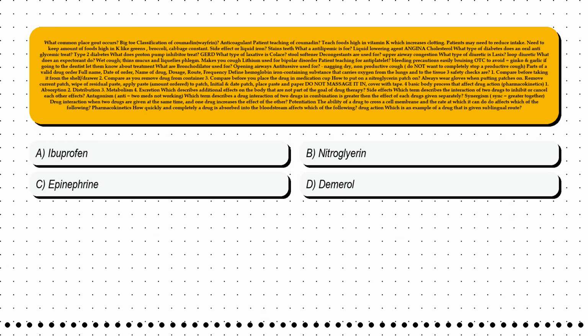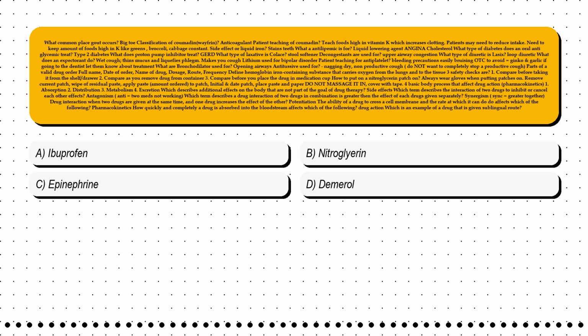Question 354. Where does gout commonly occur? Big toe. Classification of Coumadin, warfarin: anticoagulant. Patient teaching for Coumadin: teach that foods high in vitamin K increase clotting. Patients may need to reduce intake. Need to keep the amount of foods high in K, like greens, broccoli, and cabbage, constant.